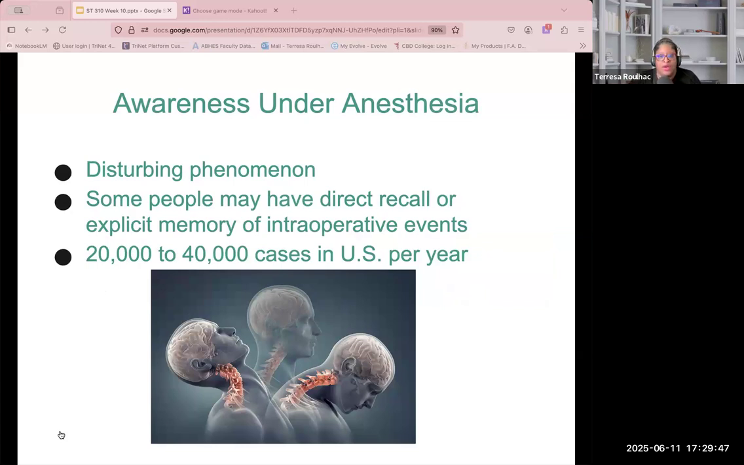Now, some patients may recall or have explicit memories of events that occur during surgery, and this is known as intraoperative awareness. This occurs in about 20,000 to 40,000 cases a year here in the United States. Patients with a history of substance abuse or chronic pain are more likely to experience this. But why do you think that is? You guys can type it in or you can speak. Why do you think that these particular patients will be more susceptible?